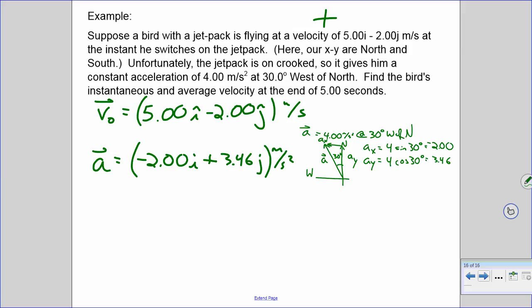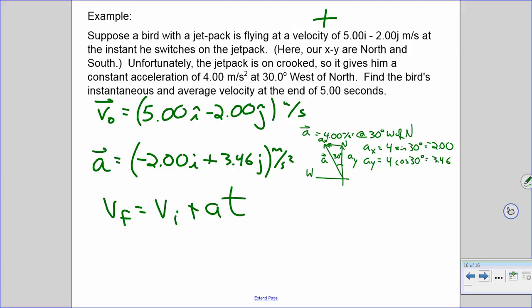Okay, yes. So why are we multiplying A by 5? Oh, I see what you're doing. Yes. So remember, you guys, the acceleration tells us how much the velocity changes every second, right? So remember this equation? So we're going to use that equation.